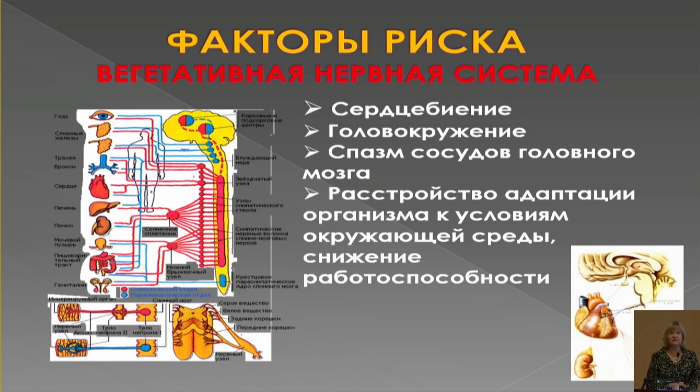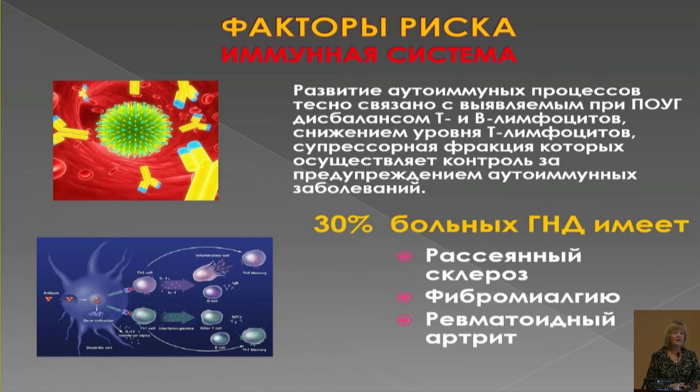The changes and lability of the vegetative nervous system are well known. Usually there is increased heart rate and dizziness, which is a result of cerebrovascular spasm. It leads to a disorder of adaptation to the environment and reduction of work efficiency.